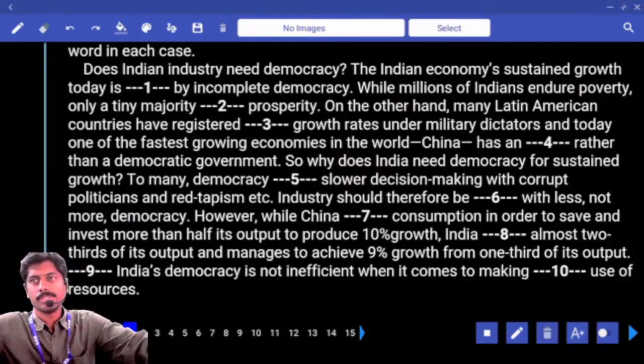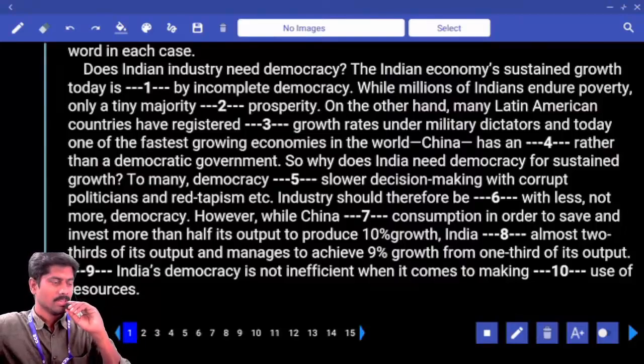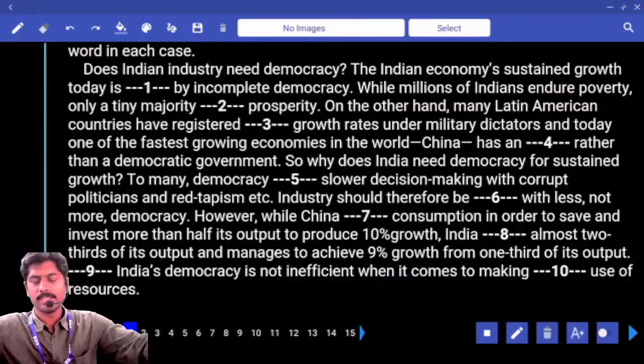First one, cloze test. Does Indian industry need democracy? So, does Indian industry need democracy or not? That is the question, and the answer will be in our passage.